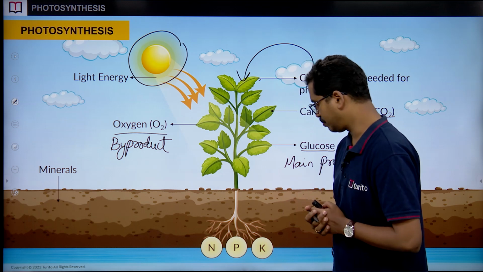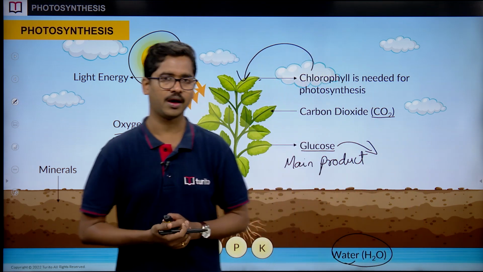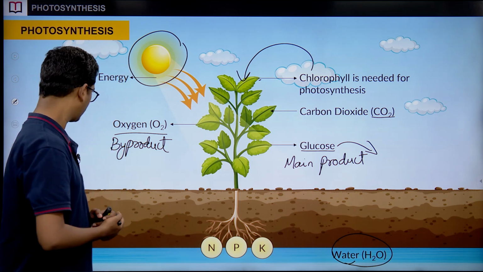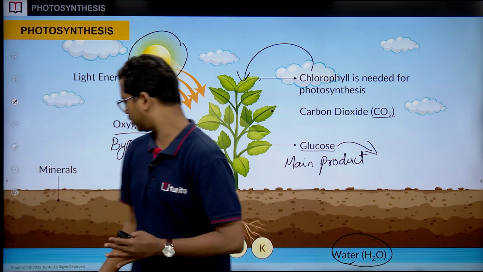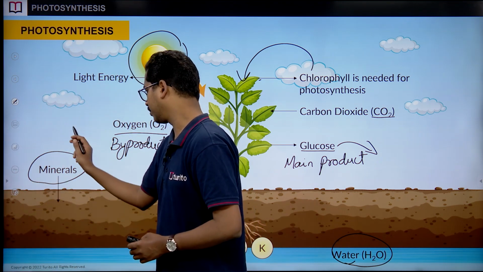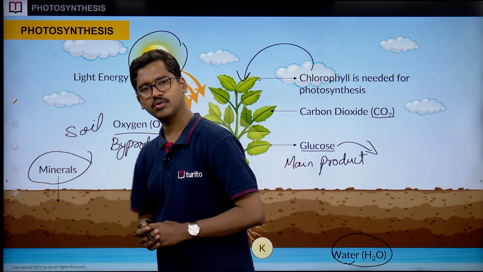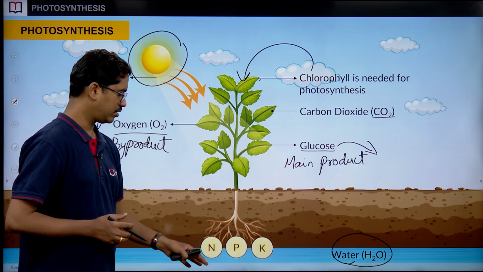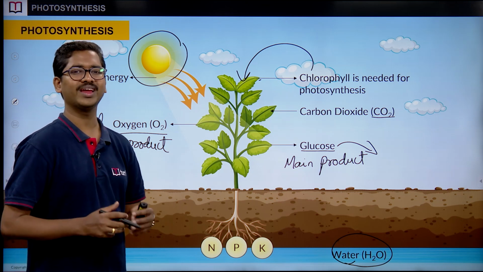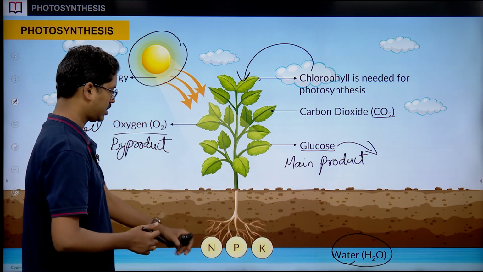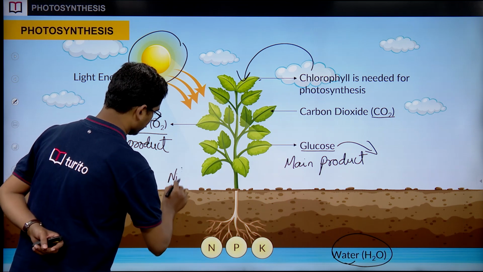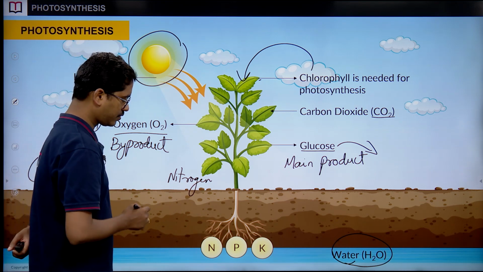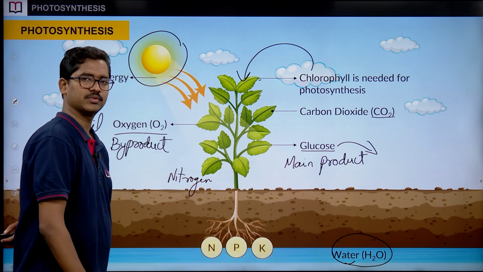Some of you are asking what NPK is, given here. Good question. Here NPK refers to the minerals. These are basically nutrients, and the source of the nutrients is the soil. N, P and K are some of the minerals needed by the plant in very large quantities. N stands for nitrogen, P stands for phosphorus and K stands for potassium, right.